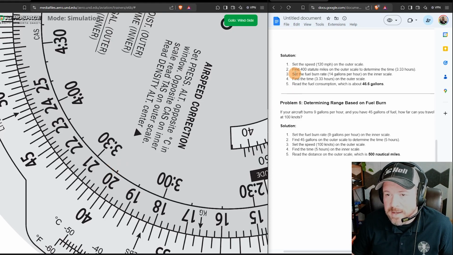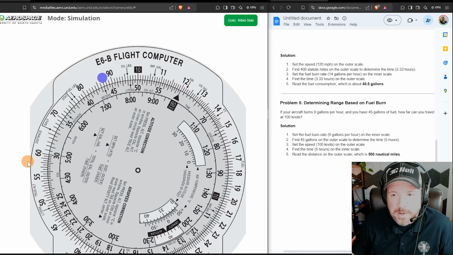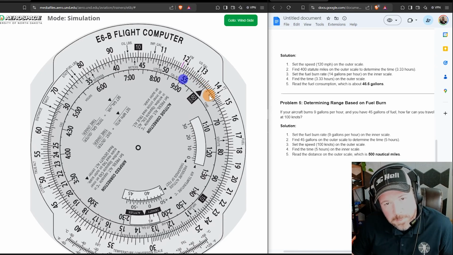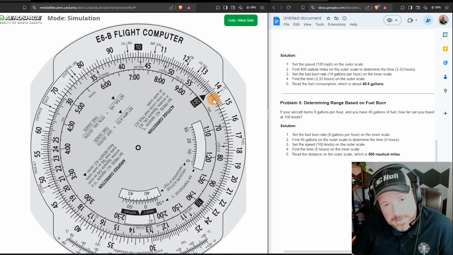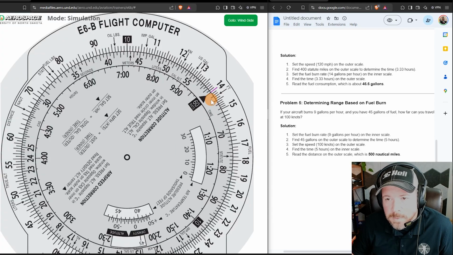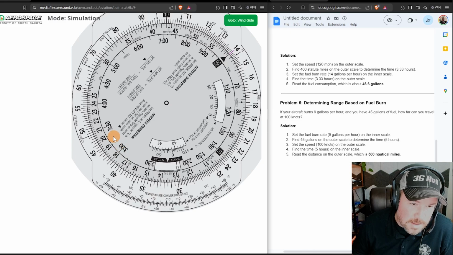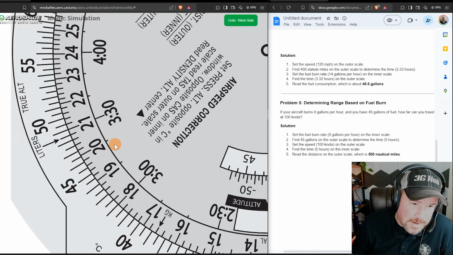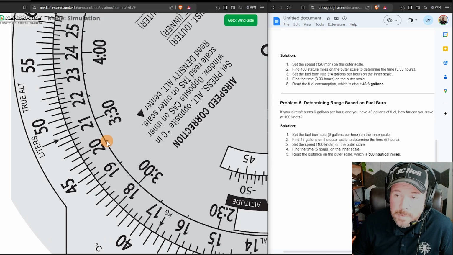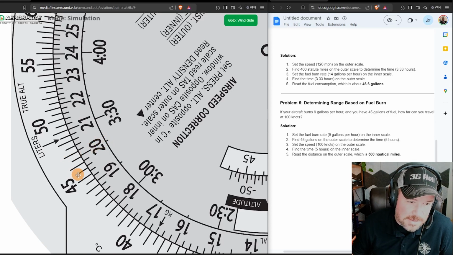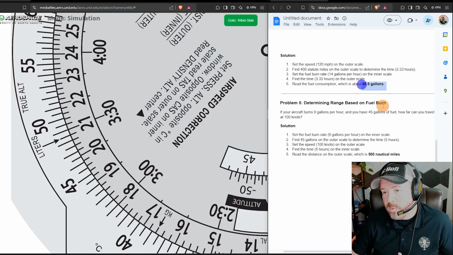All right. So now the next thing we do is set the fuel burn rate of 14 gallons per hour. So come over here to 14, fuel burn rate. There it is, 14. And then we need to find that 3 hours and 20 minutes on here. So 3 hours, 3 hours 10, 3 hours 20. And then we read the outer scale of how many gallons. So 45, 46, 46 and a half, 46.6, because it's a little past a half right there. And it says 46.6 gallons.